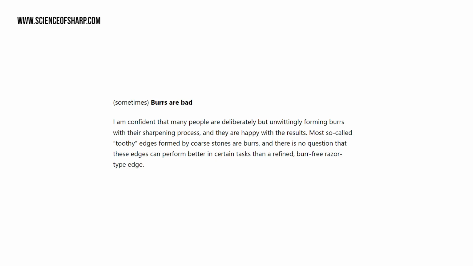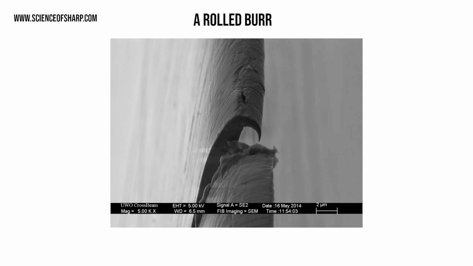Most so-called toothy edges formed by coarse stones are burrs. There is no question that these edges can perform better in certain tasks than a refined burr-free razor-type edge." With this new knowledge and SEM proof of what process is creating a toothy edge, we now know how to create one, and just as importantly, we know how not to create one. One of the ways you don't create one is by stropping.